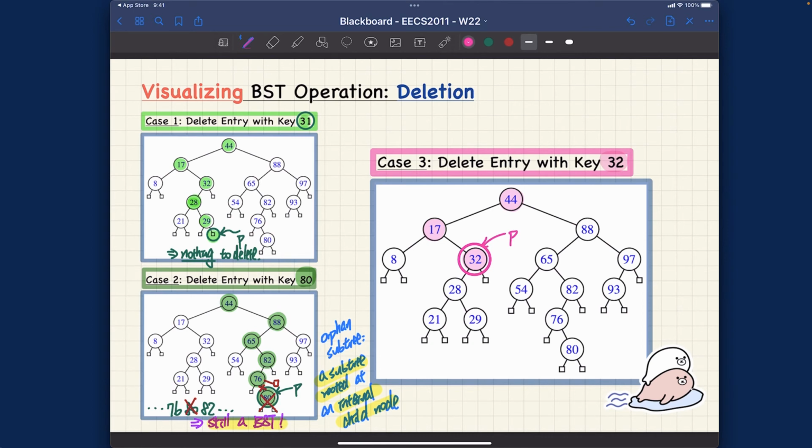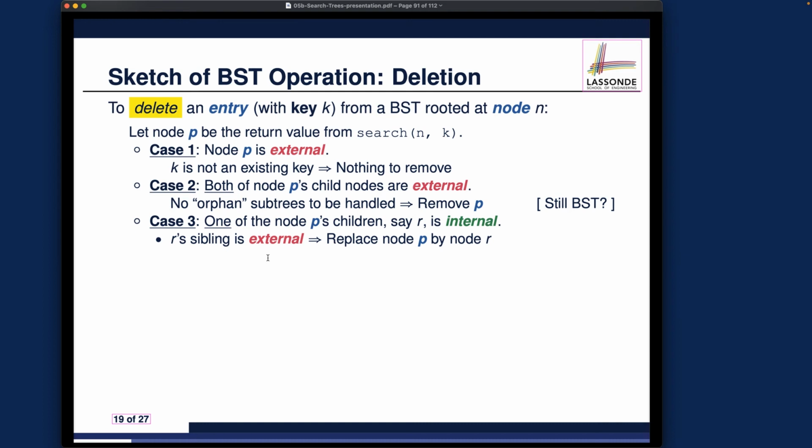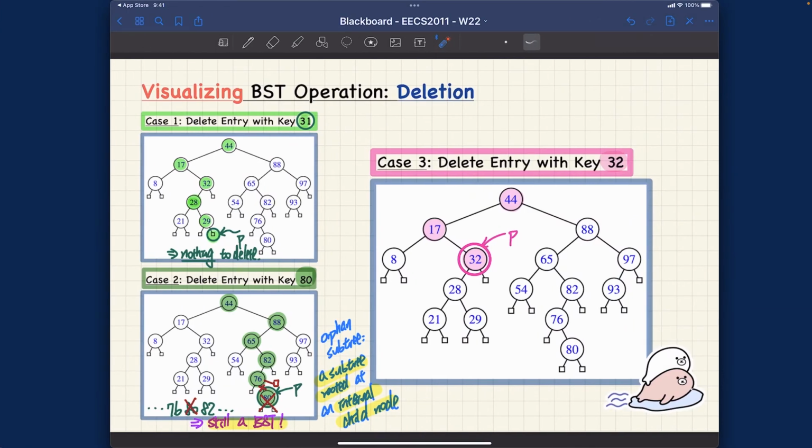Let's now take a look at the structure. This will be the left subtree. This will be the right subtree. You can see one of the child nodes is external. The other one is internal. That's exactly the condition for case number 3. Let's also name the R over here. We want to name the internal child node R, and then we're going to replace the P by R. You can see the internal child that we talk about is over here, the 28. So this one is the R that we talk about.